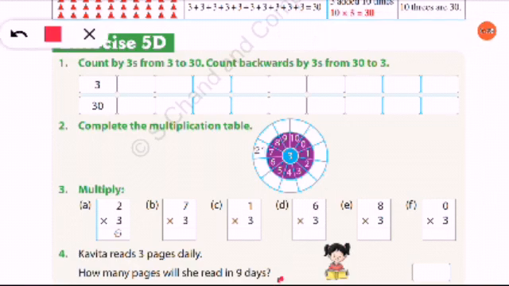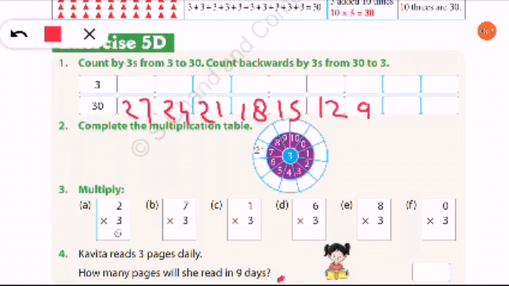Okay, 3 9s are 27, 3 8s are 24. Just we are trying. Okay, 3 7s are 21, 3 6s are 18 and 3 5s are 15, 3 4s are 12, 3 3s are 9, 3 2s are 6 and 3 1s are 3. You can do like this or you can do it in the forward form.